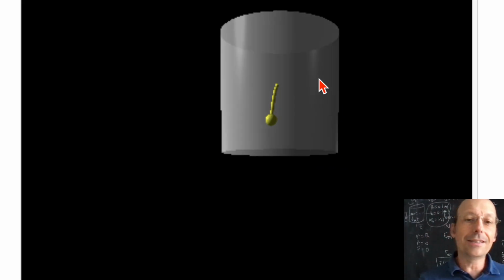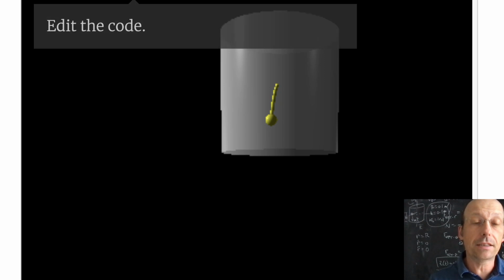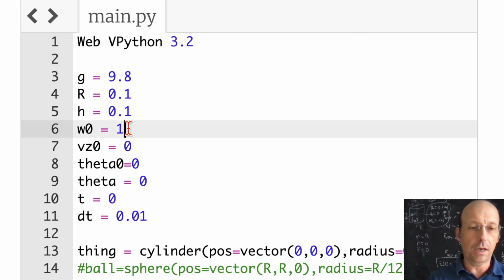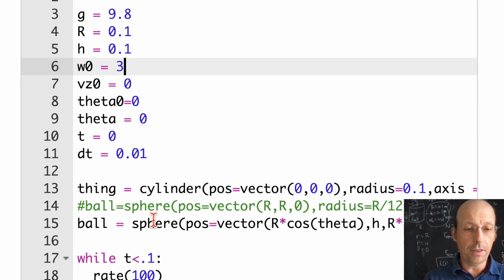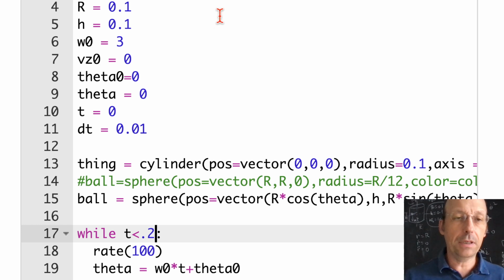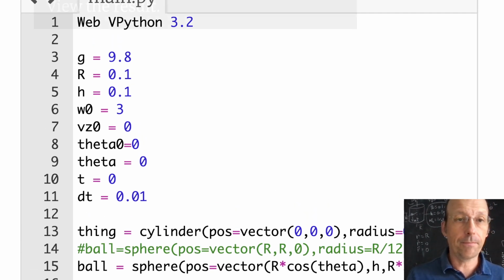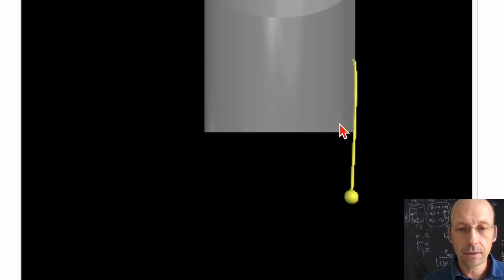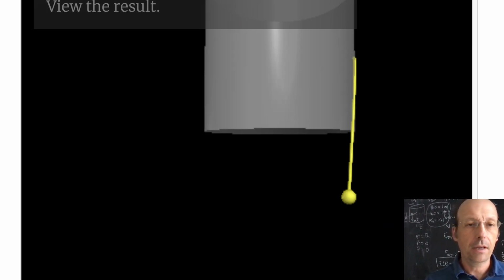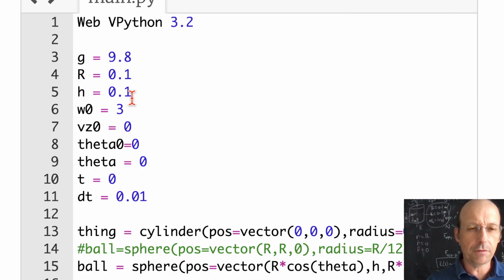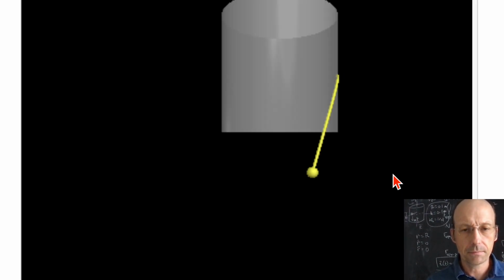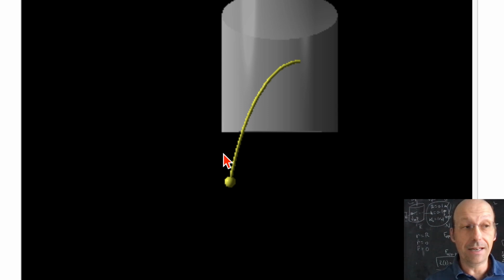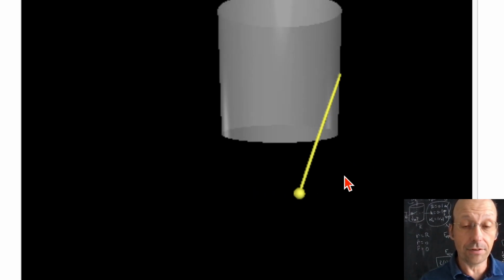Okay, so it does seem like it's working. It's not, my angular velocity is not high enough. Let's increase that to 3 and then run this for 0.2 seconds because, yes, it drops pretty fast. Okay, it's working, right? Look at that, it's working. Let's increase my omega 0 to 6 and see what happens. And you can see it is indeed staying on the cylinder.